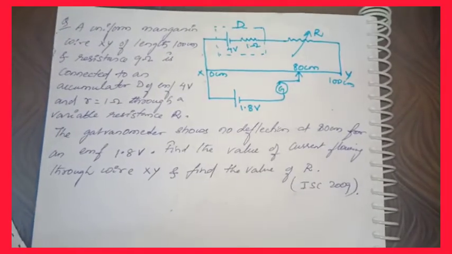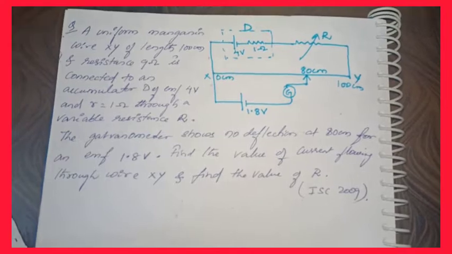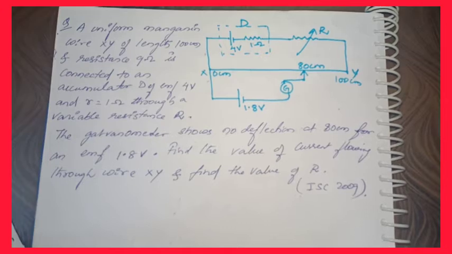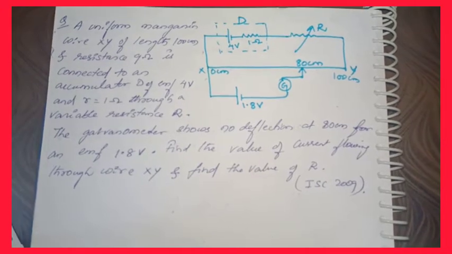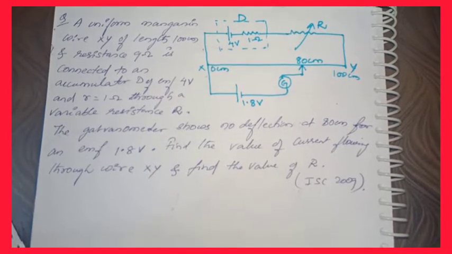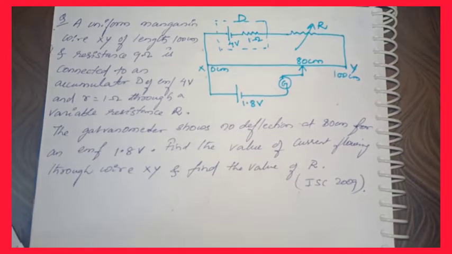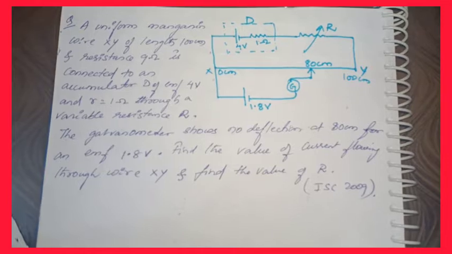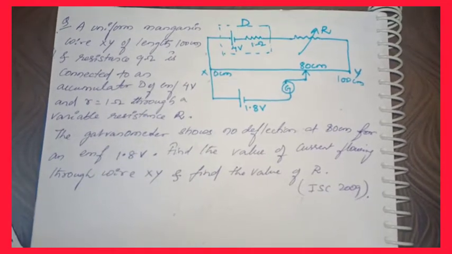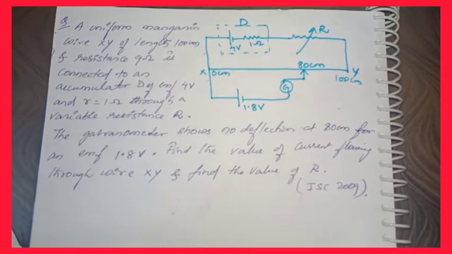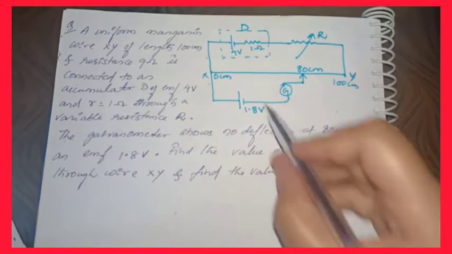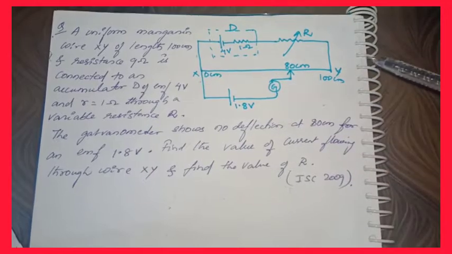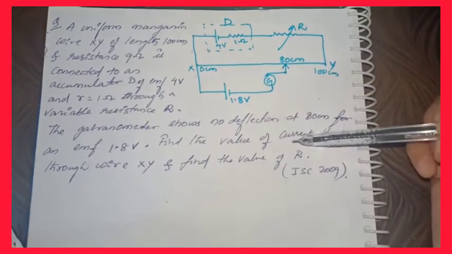Students, this is a board question and it is telling that a uniform manganese wire XY of length 100 cm and resistance 9 ohm is connected to an accumulator D of EMF 4 volt and internal resistance 1 ohm through a variable resistor R. The galvanometer shows no deflection at 80 cm for an EMF 1.8 volt. Find the value of current flowing through the wire XY and also find the value of R.